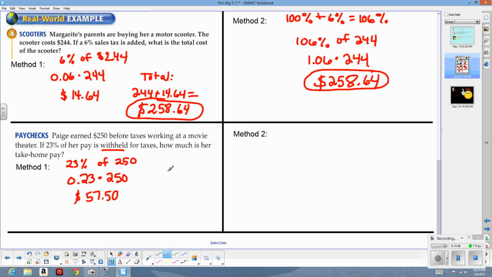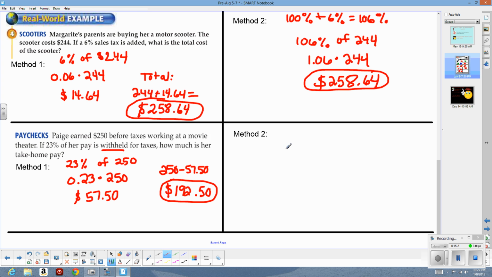So her take-home pay is going to be $250 minus the $57.50. So this time we're subtracting it instead of adding it. So $250 minus $57.50, that's going to be $192.50. Again, you want to add that extra zero onto the end since we're talking about money.